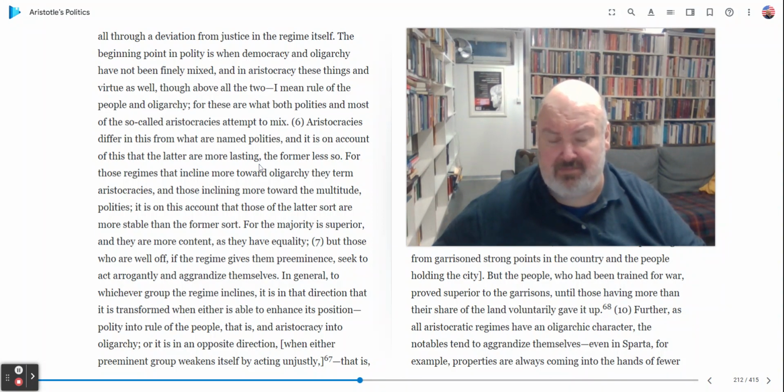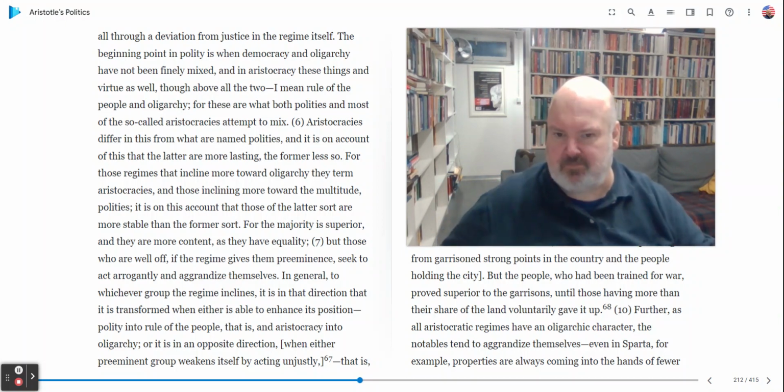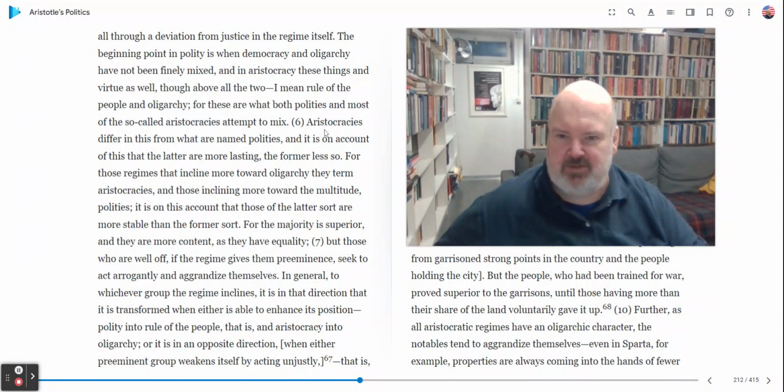The difference is that there's no concern for virtue. That's a weird clause. This is a very weird clause here, and this is what drives some people crazy.